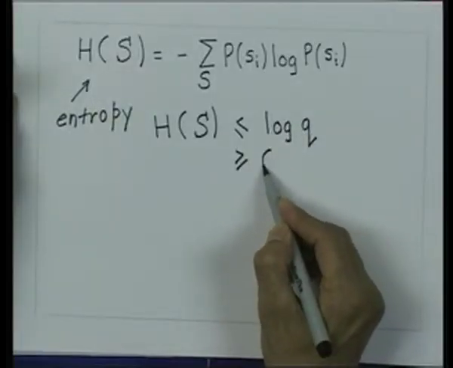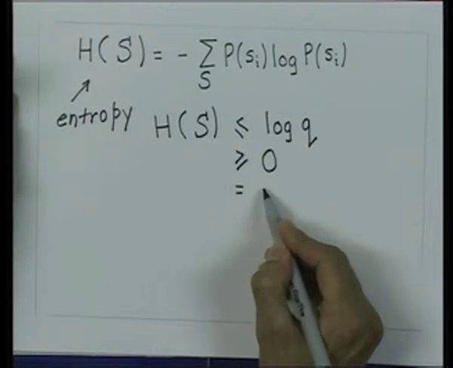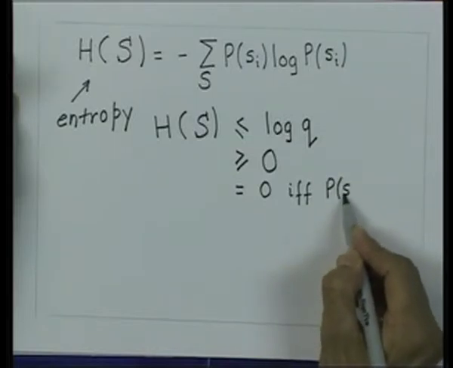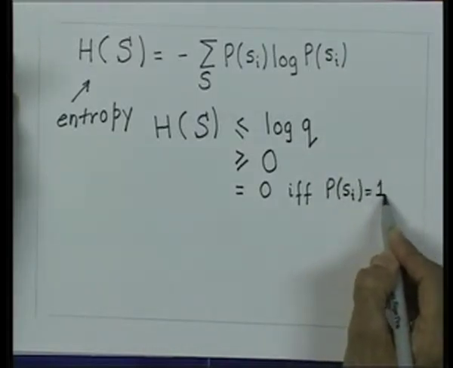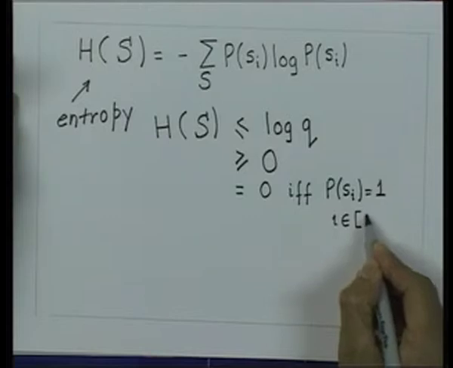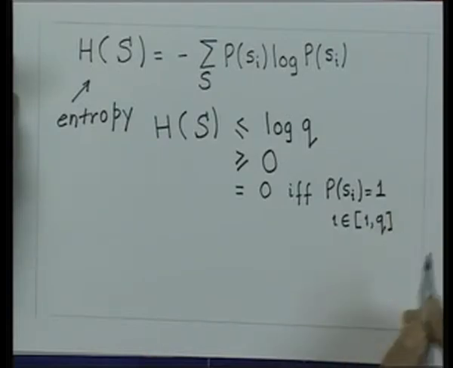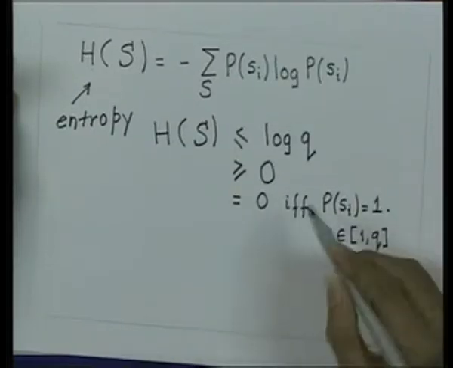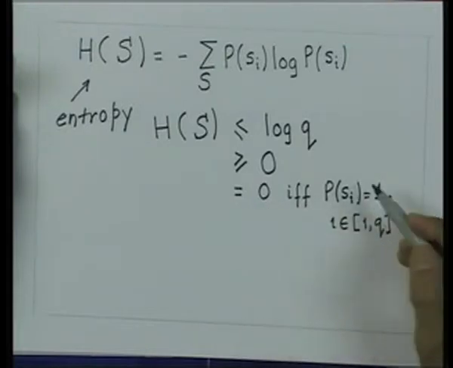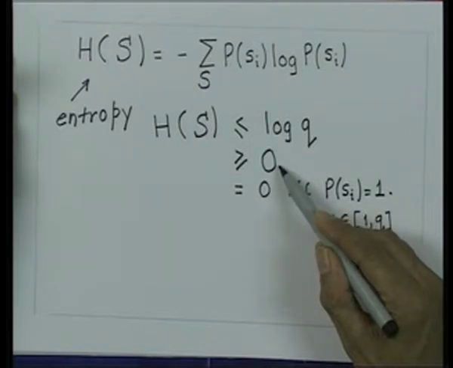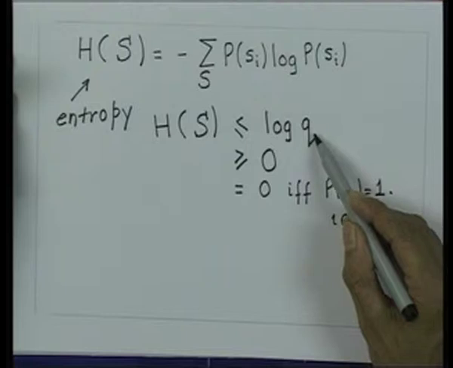And we also saw that Hs is always greater than or equal to 0, and it is equal to 0 if and only if probability of Si is equal to 1 for some i belonging to 1 to q. When this condition is satisfied, then the value of entropy I get is equal to 0. For any other case other than this, the value of entropy I get is always greater than 0, but less than log q.